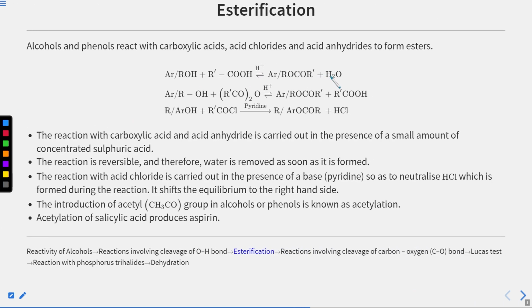Now we'll see the esterification reaction. Here also a kind of OH bond is broken, but this reaction is very important. It is for both alcohol and phenol, so I'm considering both of them. For those who are unaware of the structure of phenol, it looks like this.